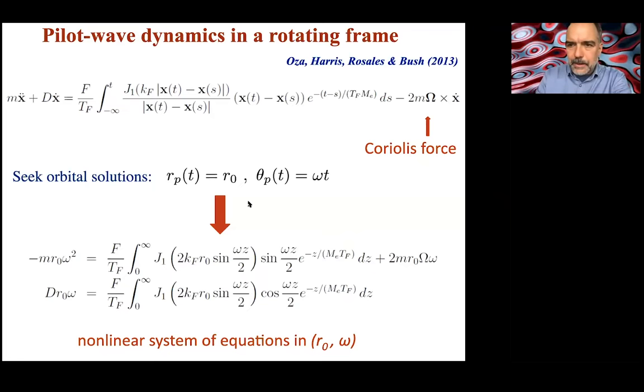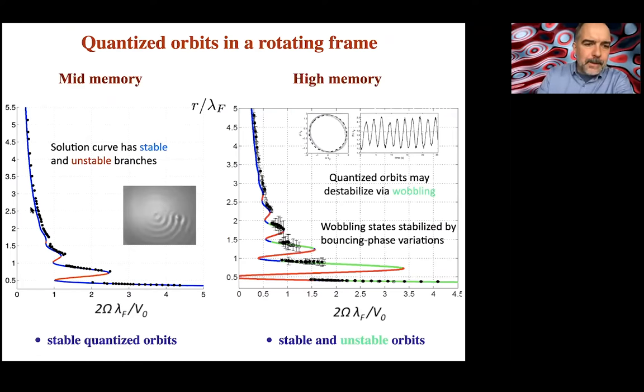Okay, so with our trajectory equation, we were able to analyze this system. We just take our trajectory equation, the stroboscopic model, and add the Coriolis force. We can then seek orbital solutions, with uniform angular speed and radius, and solve, so we get a solution curve for each memory, and we can assess its stability. Our solution curve, now again R versus omega, develops unstable branches indicated in red, and as you go to higher memory, the solution becomes more and more unstable. So you have not only these purely unstable red curves, you have these green curves, which are unstable with a wobble: the eigenvalue has an imaginary component, so the thing basically wobbles as it flies off to infinity.